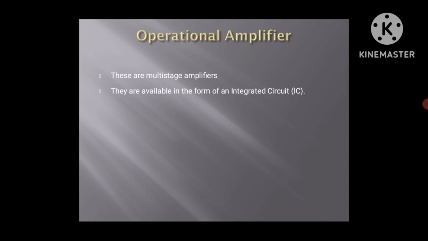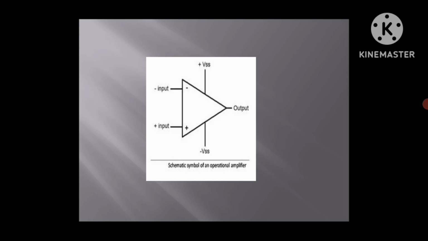Next we are going to see the operational amplifier. The operational amplifier is used to perform mathematical functions like addition and subtraction between the two input signals. They are multi-stage amplifiers. They are available in the form of integrated circuits. Mostly the operational amplifier used in integrated circuits is the IC741. This is the schematic symbol of the IC741 operational amplifier.